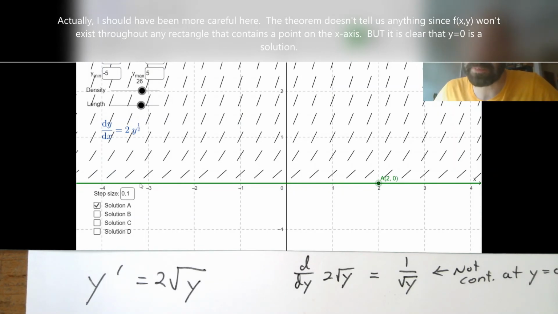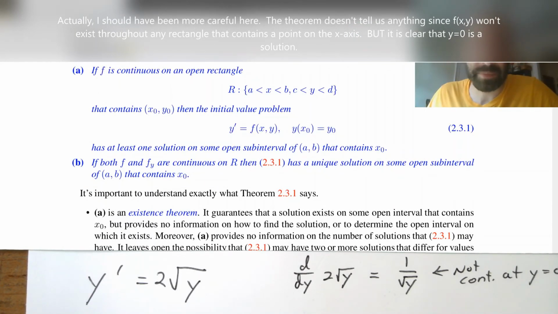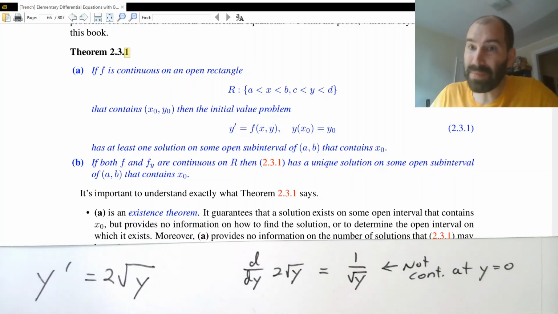Now the question is, is it unique? Well, for this we look at the other part of the theorem. The other part of the theorem says that if the derivative with respect to y of the function is continuous, then we know the solution is unique. But we just said that, oops, the derivative with respect to y is not continuous. So maybe this won't be unique. Okay? The theorem isn't saying it definitely isn't. It's just saying it's not guaranteed to be. Right? So what's going on here?